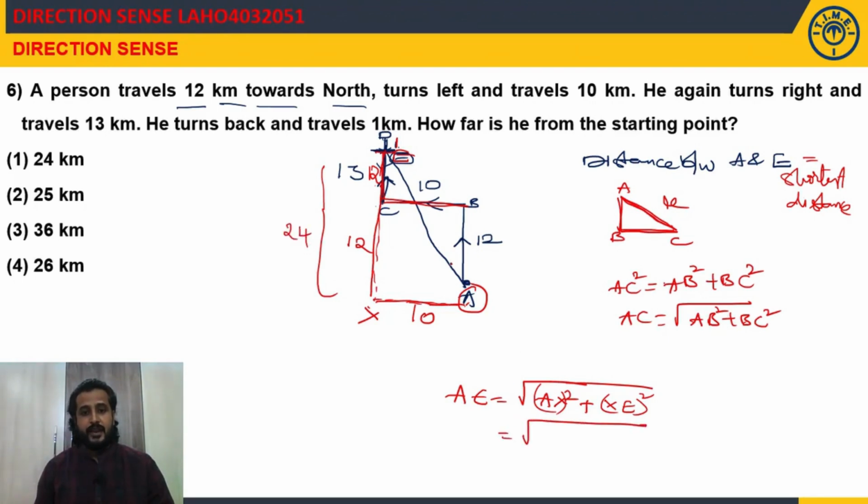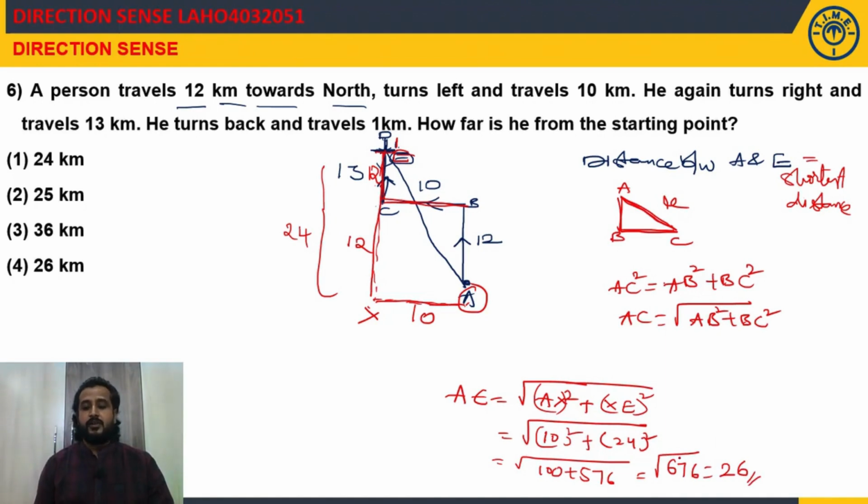So what I can say is: under root of AX is equal to 10, so 10 square, and XE is equal to 24, so 24 square. 10 square is 100, 24 square is 576. Together 676, and under root of 676 is 26. So choice 4 is my answer. That's it. So this is how we are going to identify the distance.